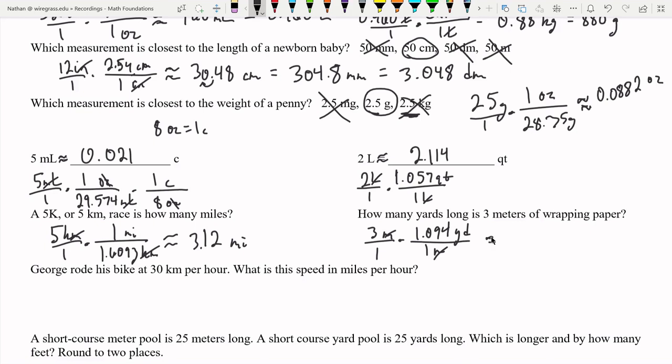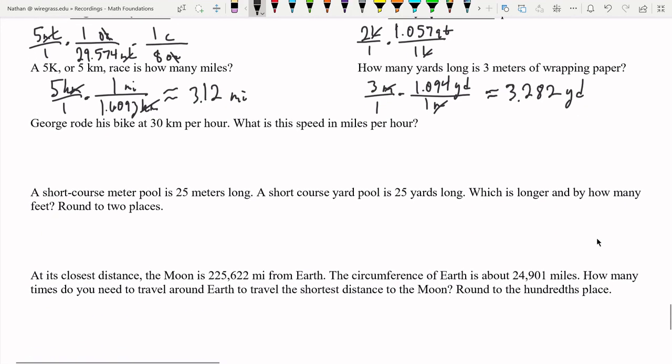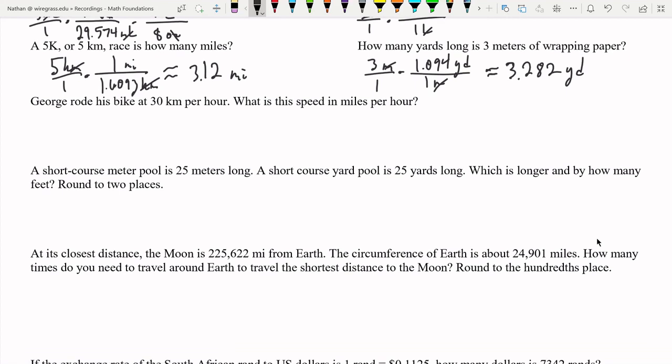And I get approximately 3.282 yards. Okay, George rode his bike at 30 kilometers per hour. What is the speed in miles per hour?